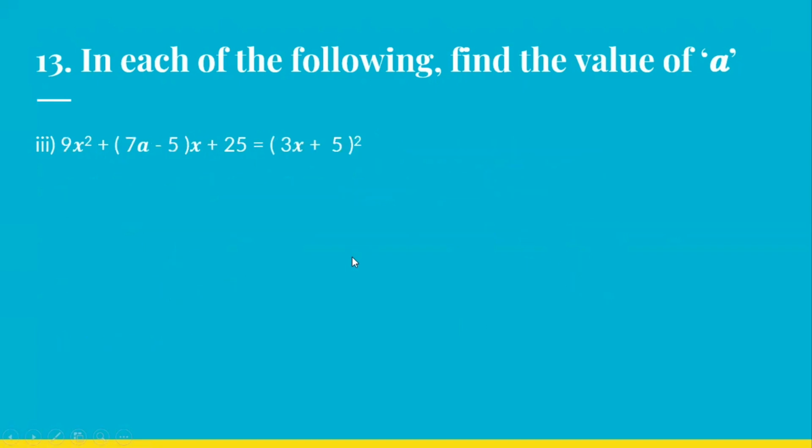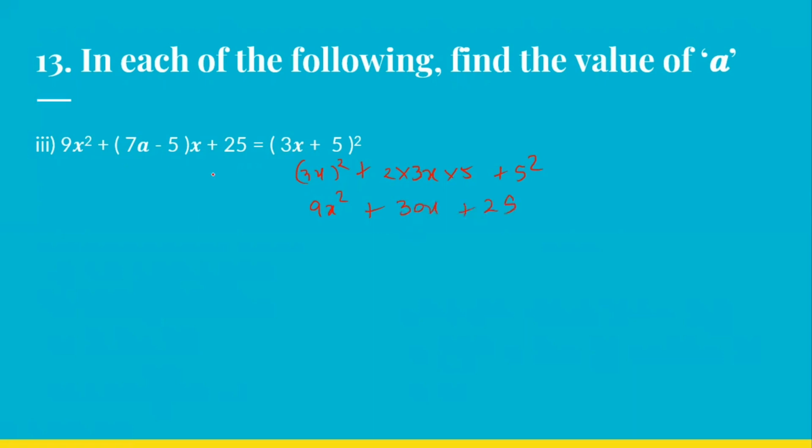Next question. Again, try this one yourself. Come on, it's easy. Expand 3x plus 5 the whole square. So you have 3x the whole square plus 2 into 3x into 5 plus 5 square. Which we get as 9x square plus 2 3s are 6, 6 5s are 30, so 30x plus 25.